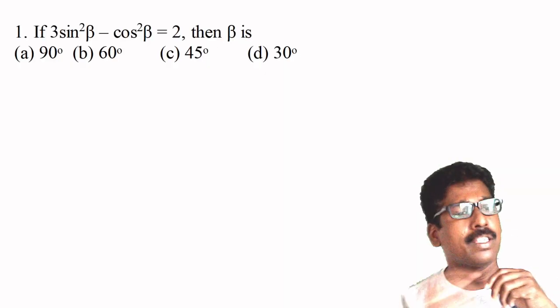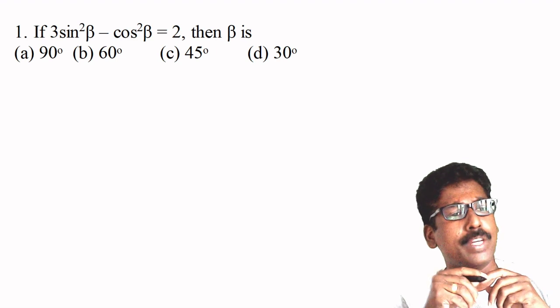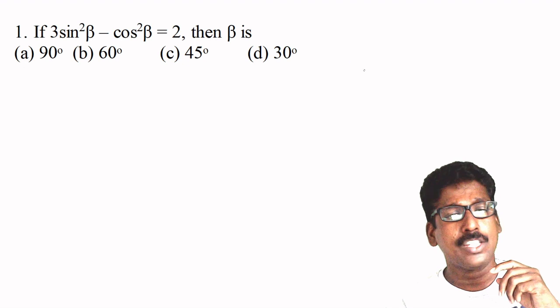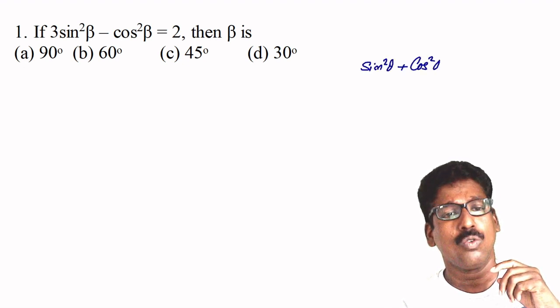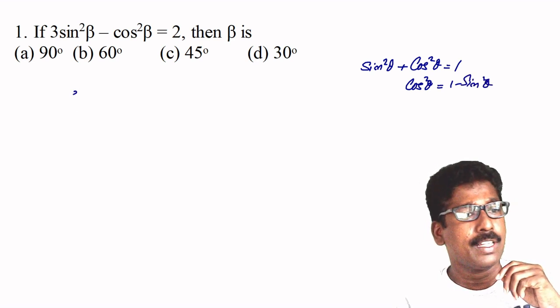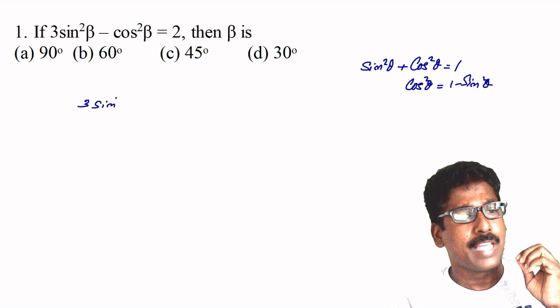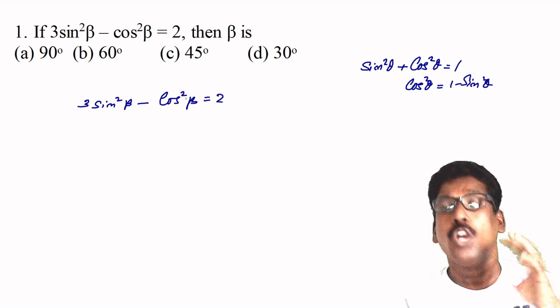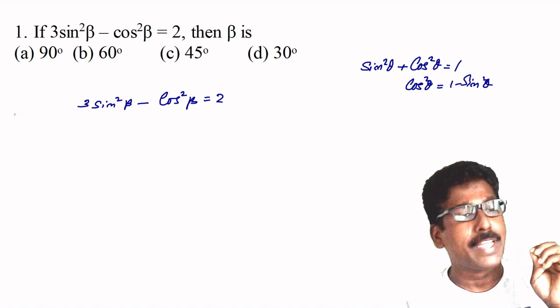Here, the first question is, if 3 sin square beta minus cos square beta is equal to 2. You know sin square theta plus cos square theta is equal to 1. So cos square theta you can write as 1 minus sin square theta. Here the question is 3 sin square beta, instead of theta it is beta, minus cos square beta is equal to 2. Cos square beta you can write as 1 minus sin square beta.